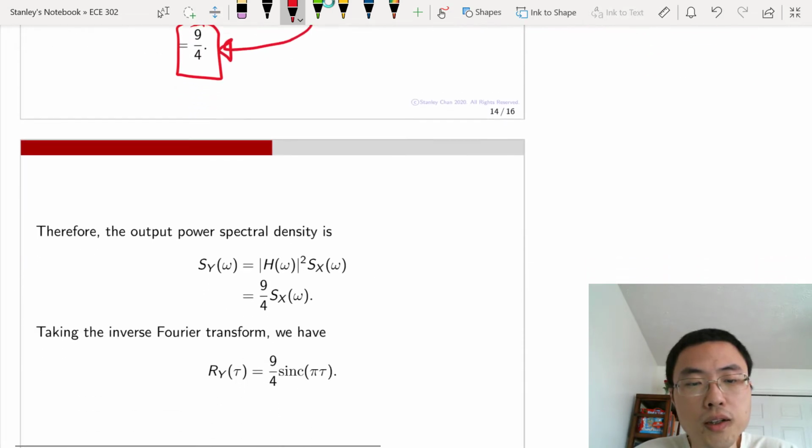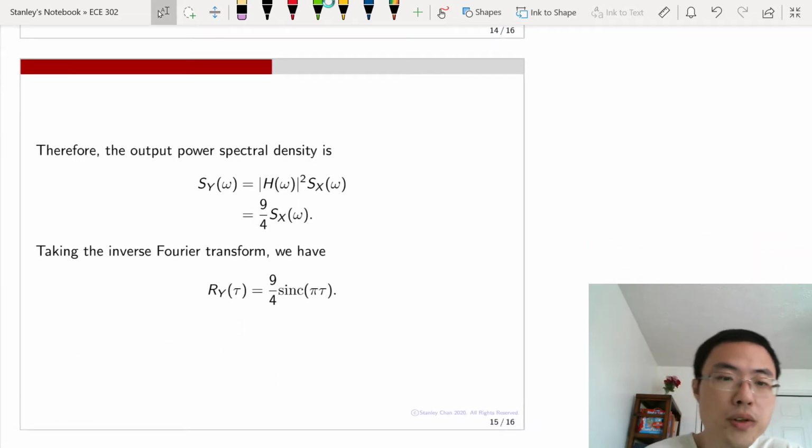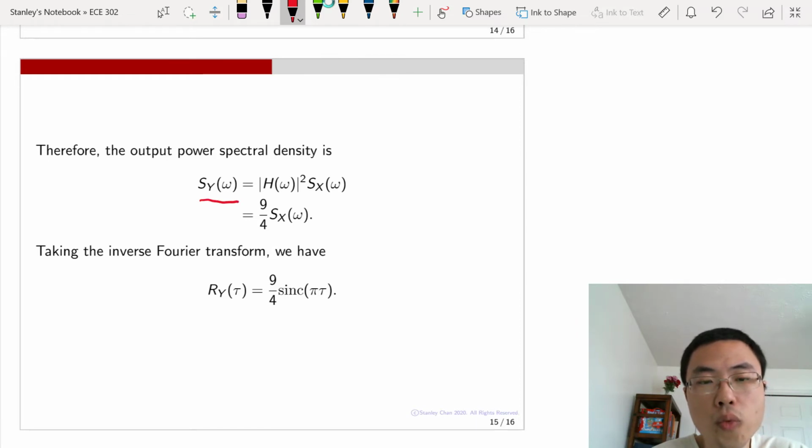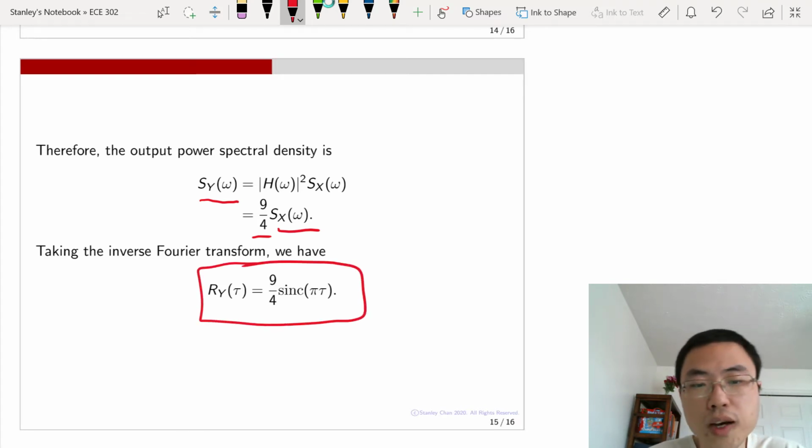All right, and so now you can show that the power spectral density of your Y is given by this constant 9/4 times the power spectral density of your X. And then if you take the inverse Fourier transform, you can show that the autocorrelation function of Y is given by this scaled version of the input autocorrelation function.